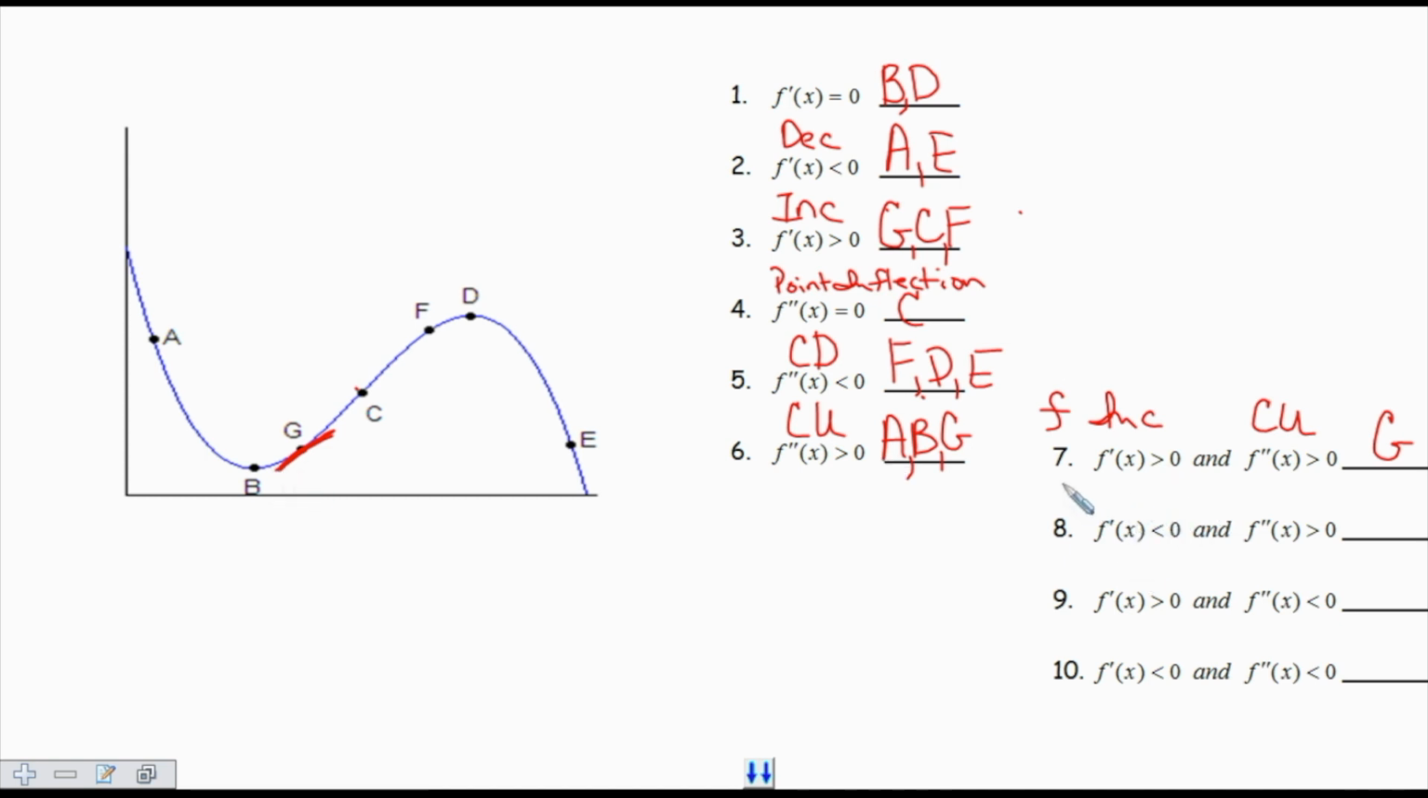And then this means that F is decreasing and concave up. Again, this is the only section where it's concave up. That's got to be A.